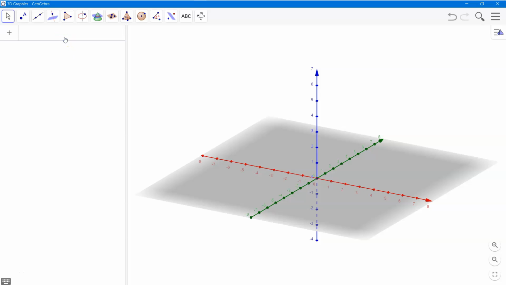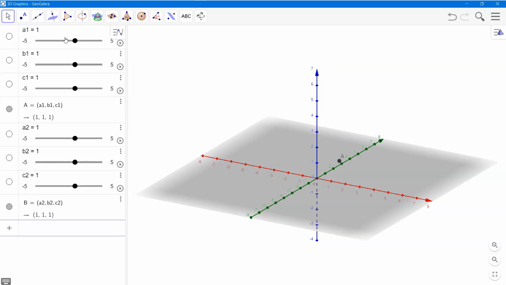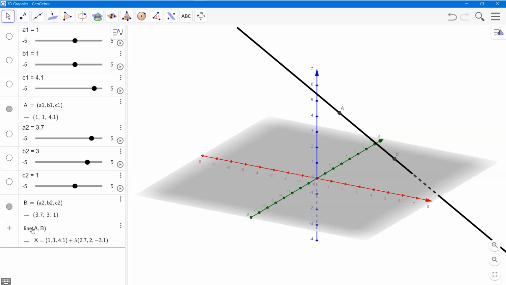Let's look at the angle between a plane and a line. Let's plot a line. For that we require 2 points. So let's say A1, B1, C1 and A2, B2, C2. Let's move them around. Okay, and let's draw a line AB.